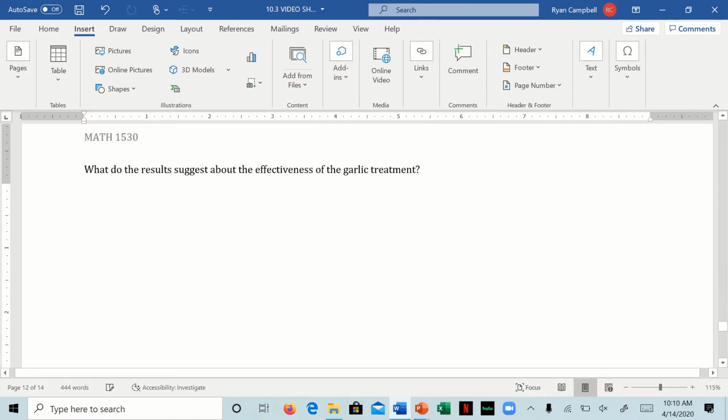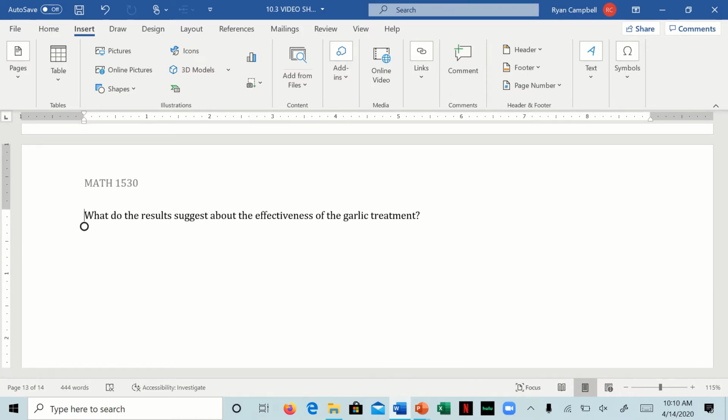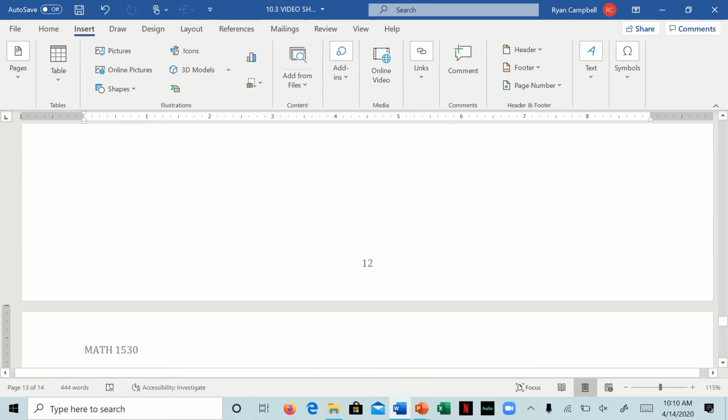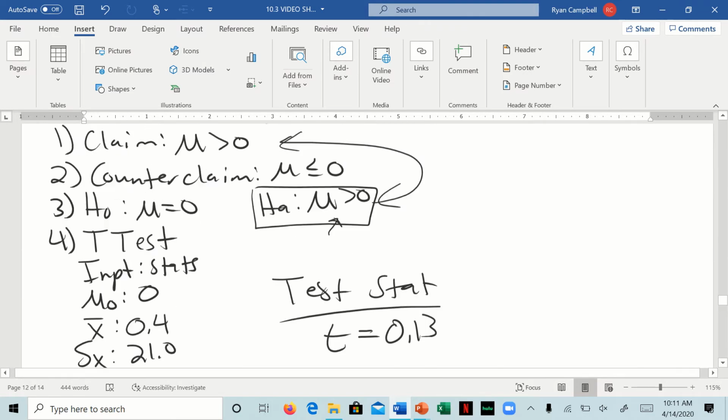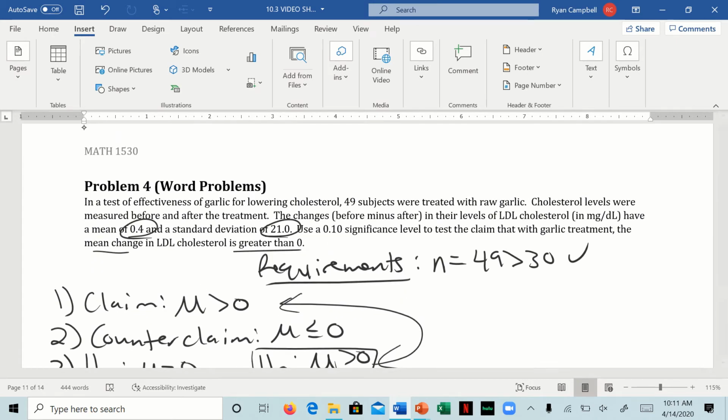All right. So what does this result suggest about the effectiveness of garlic treatment? Well, you might be tempted to say, oh, it can't work, right? But were we trying to show that it worked? That's super important. So the mean change is greater than 0. Is that good? Is it bad? Well, let's figure that out.